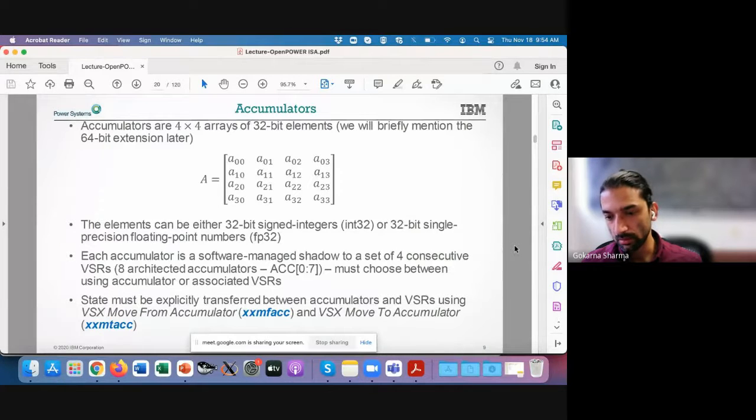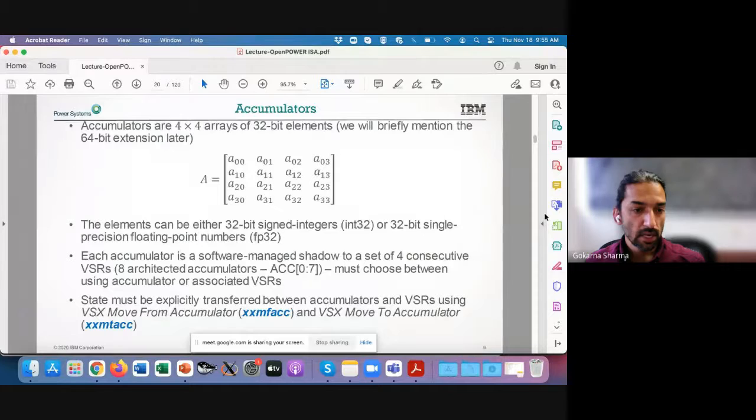If the accumulator has 32-bit elements, then it is a 4x4 array. If you want to make the 64-bit extension, this array becomes 4 times 2, because each element is 32-bit here, so you can accommodate 4 elements in a row. If I have 64-bit elements, then I can only accommodate 2 elements. So that is a very simple extension to go to 64-bit. They may not do that. We'll see. But anyway, this is how it works.